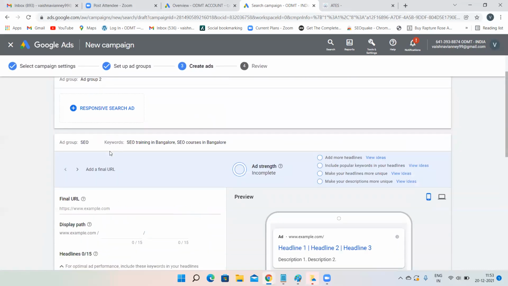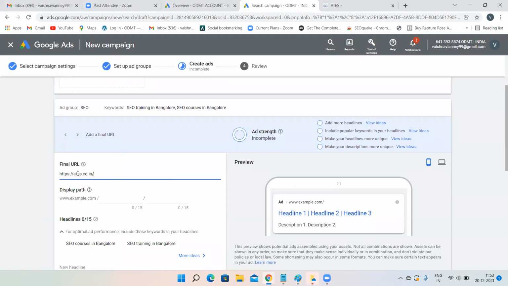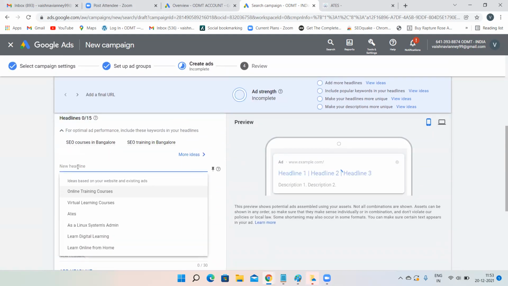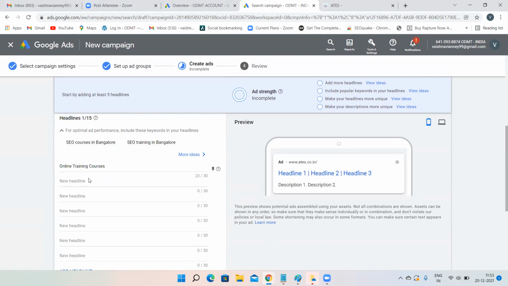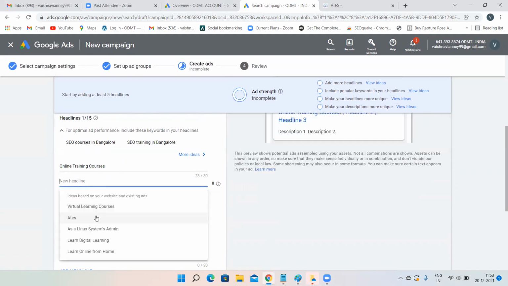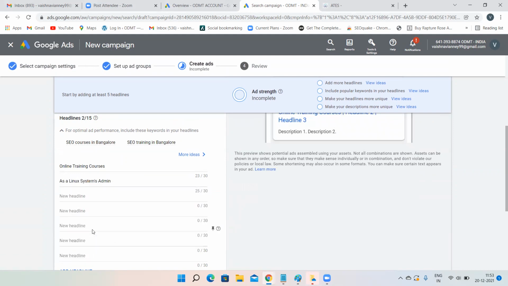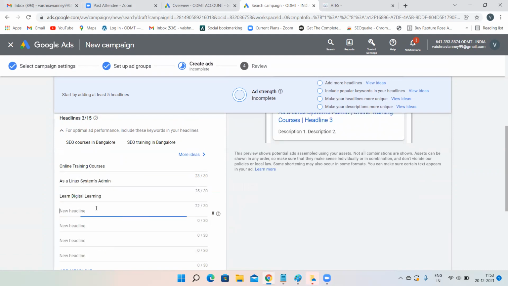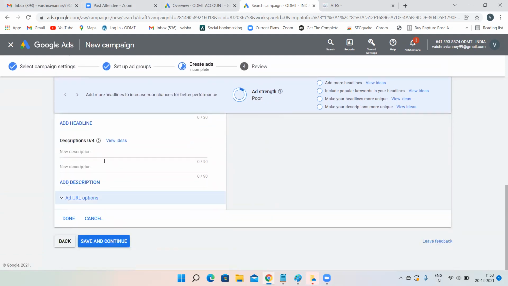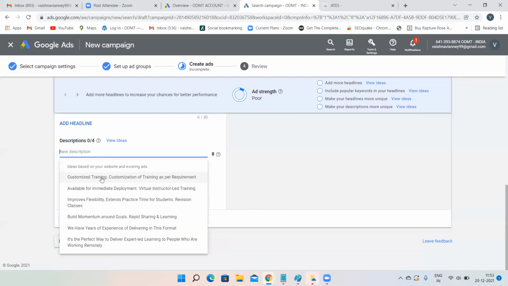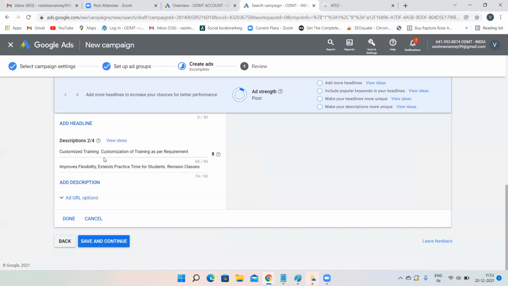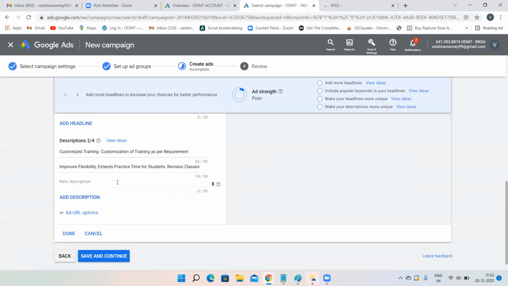So here I have to give the final URL for SEO and choose some headlines over here. See, by default, Google is telling me to take some keywords. I'm taking those. Assume that this is SEO. Sometimes they will, by default, tell you to take some headlines and descriptions. From whatever content is on your website, they will choose some words and suggest some descriptions.